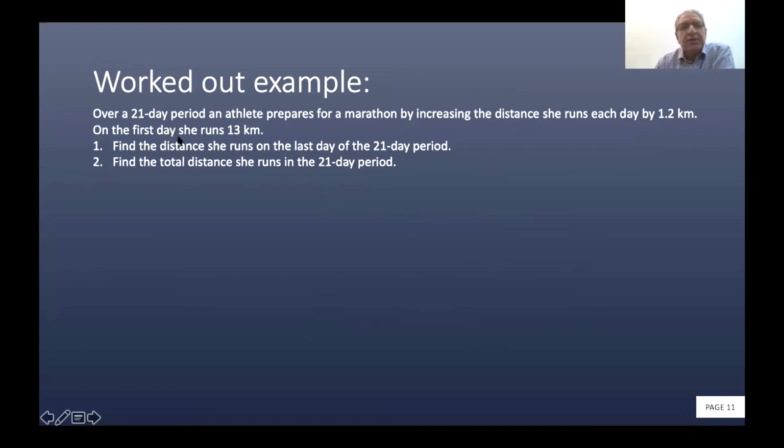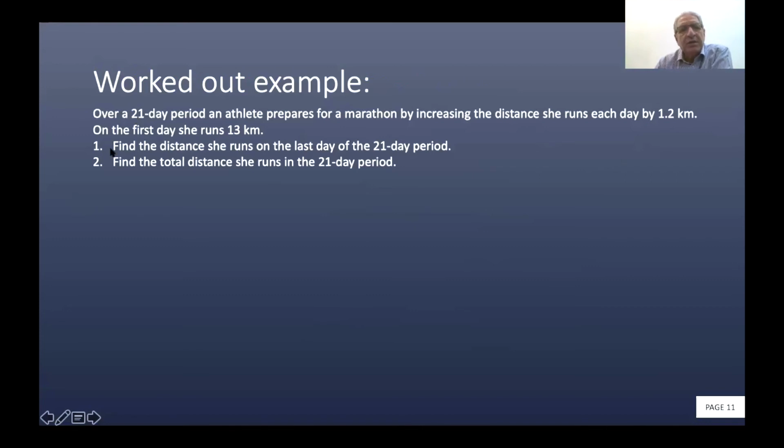On the first day, she runs 13 kilometers. Therefore, she runs 13 kilometers the first day, and each day she is adding 1.2 kilometers. And she does that for 21 days. Therefore, you know this is an arithmetic progression. The first term is this, the common difference is this, and the total number of days is 21.